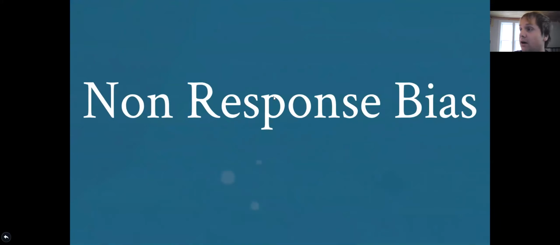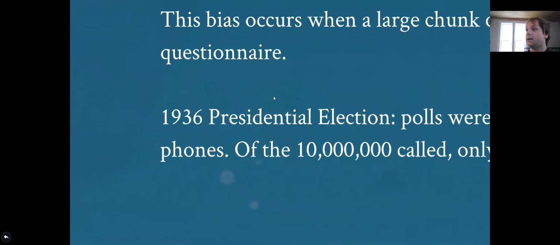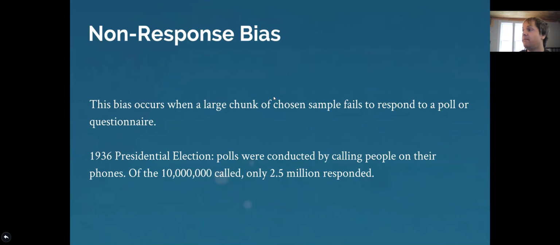Similarly, there's what we call the non-response bias. The non-response bias rests on the opposite problem, which is just that sometimes people fail to respond to certain things, and so you might end up with a distorted sample on that basis. So going back to the example of the 1936 election, people were called on their phones, but of the 10 million people called, only 2.5 million responded.